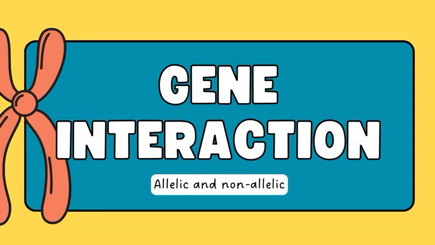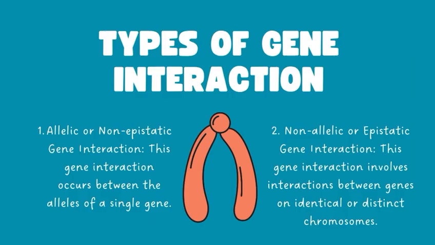Today we will learn about gene interaction, allelic and non-allelic. So let's start with the types of gene interaction. The first one is allelic or non-epistatic. This gene interaction occurs between the alleles of a single gene. Second one is non-allelic or epistatic. This gene interaction involves interactions between genes on identical or distinct chromosomes.